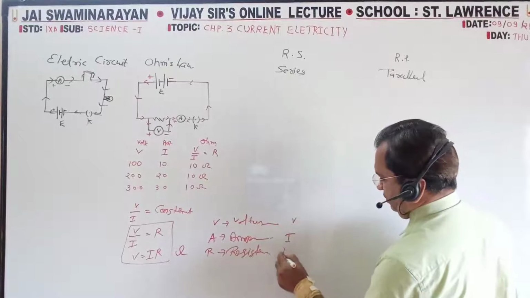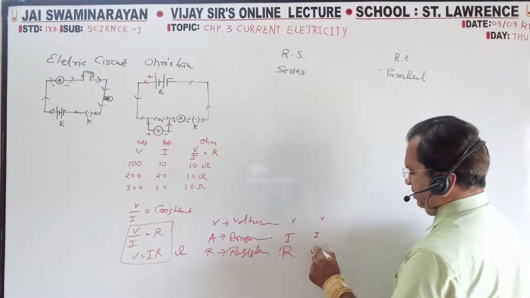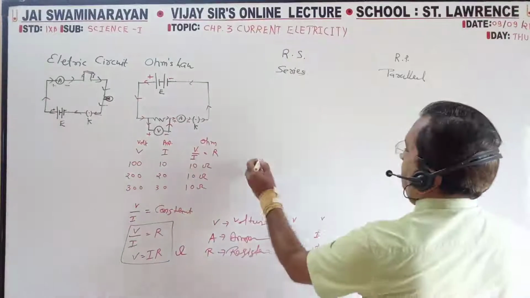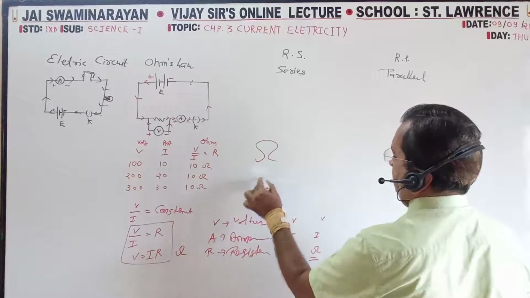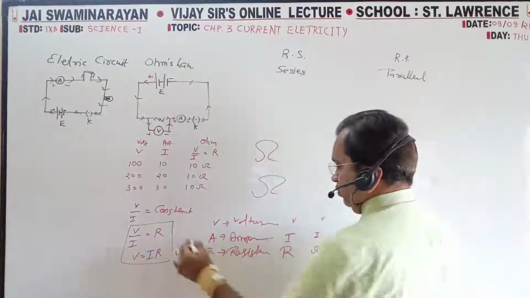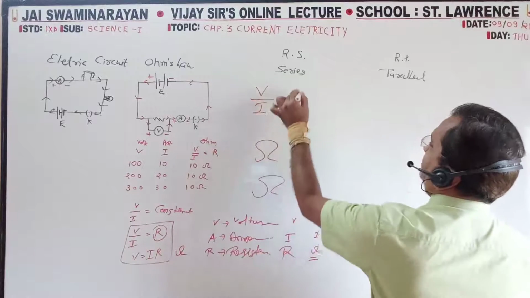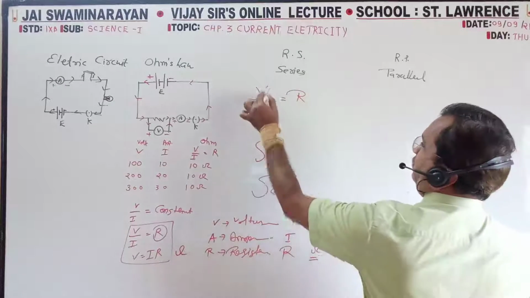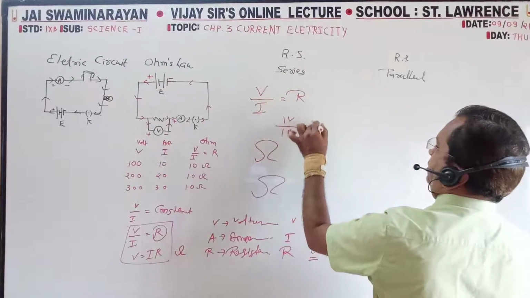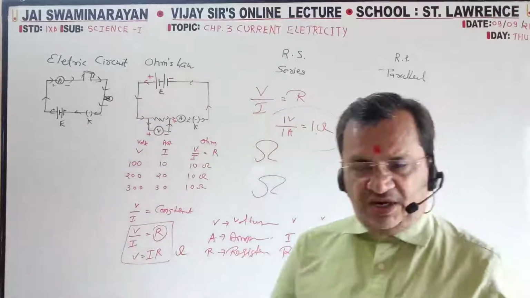In resistance, what is the symbol? The symbol will be the same, but here the symbol is like this. This is called ohm. When it is 1 ohm, V by I is equal to R, or V is equal to IR. When this is 1 volt and when this is 1 ampere, it is said to be 1 ohm.